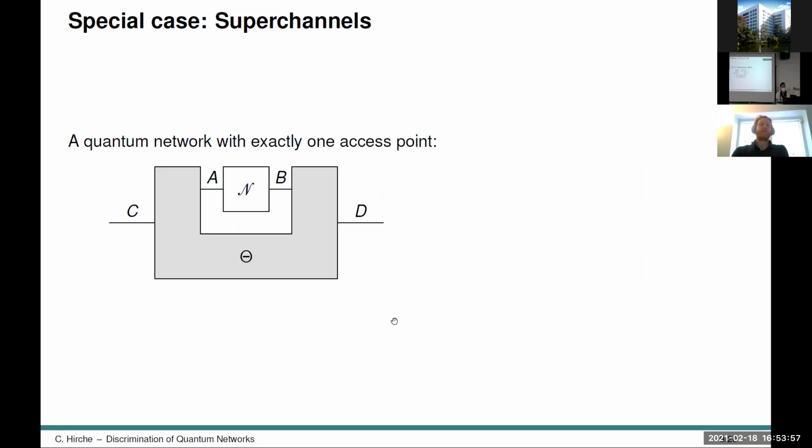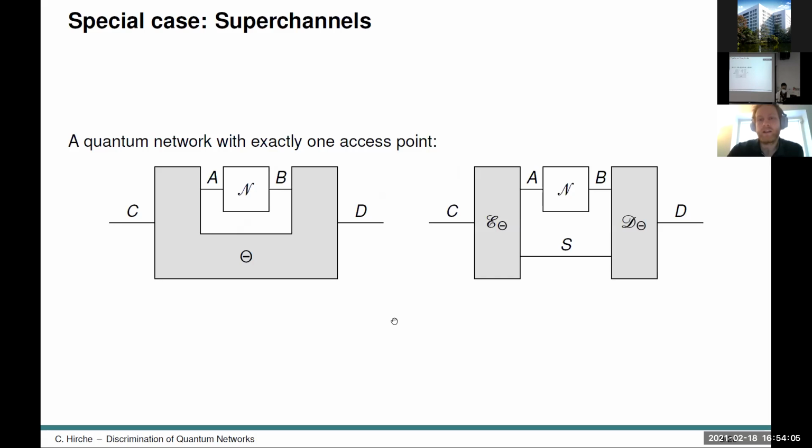Okay. And one of the main results by Hirche et al. was that we can think of any such superchannel as simply a decomposition of 2 CPTP maps. I call them usually E and D now in the superchannel case. And one, you can kind of think about it as the encoder of your quantum network, and one as a decoder, and they communicate via an additional system or reference system S, which I might also sometimes call a side channel. Okay.